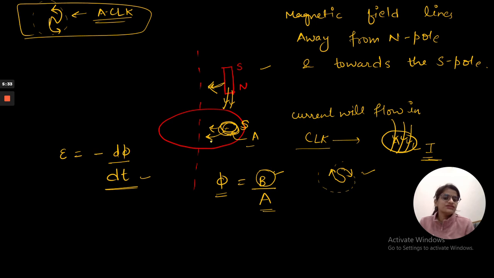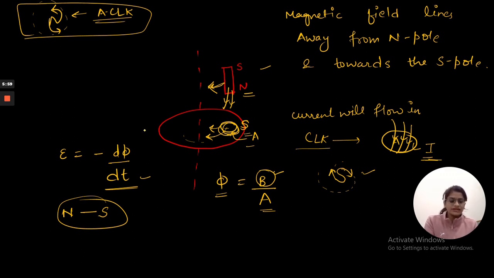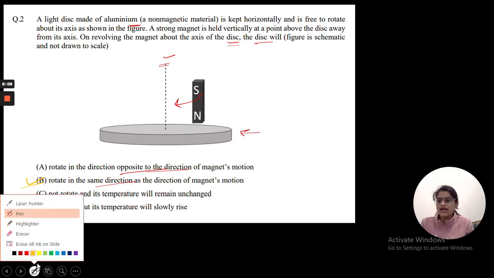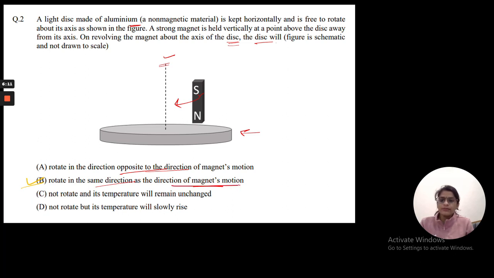Or in another sense, we can say that this is the north pole and this is acting as a south pole, and north attracts south; opposite poles attract each other. That means if this magnet is moved in this direction, it will attract the south pole. That means the disk will start rotating with the magnet in the same direction as the rotation of the magnet. So the correct option is that the disk will rotate in the same direction as the magnet's motion. That means option B is the correct option.